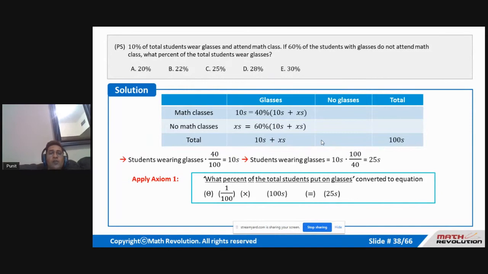So 40% of students wearing glasses is equal to 10S. So students wearing glasses are automatically 25. We need to find what percent of total students put on glasses. What is theta? Percent is 1 over 100. Of is multiply. Total students are 100S. Put on the glasses equals 25S. We need to find the value of theta. 100 gets cancelled out. We're left with 25%. The answer goes as C.